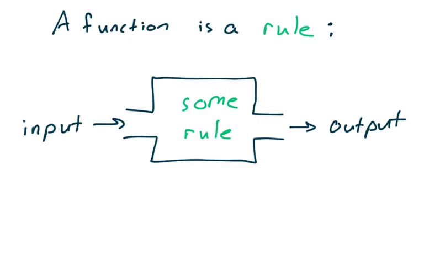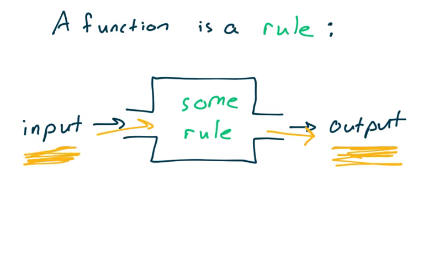Okay, so let's go ahead and begin with the punchline. A function is just a rule. It's a rule where you start with some input, you stick that input into the function, and the rule produces an output. Every input you plug into the function can only give a very specific output. The input determines the output. So a function is just a rule.